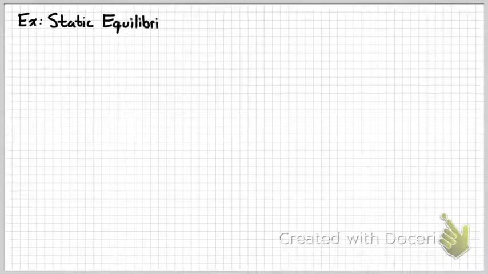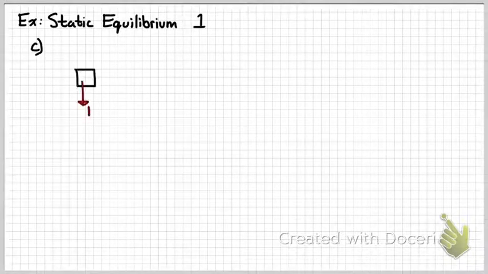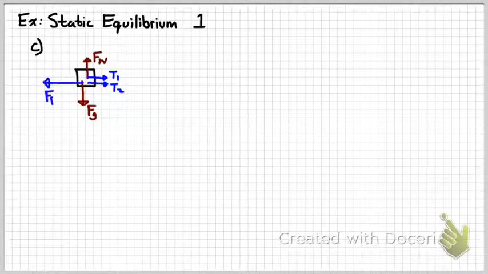So from your static equilibrium on the first page, let's look at example C. Here you're given the free body diagram, which looks something like that. You have gravity going down, normal force going up, two different tension forces going to the right, and then friction is back and to the left.